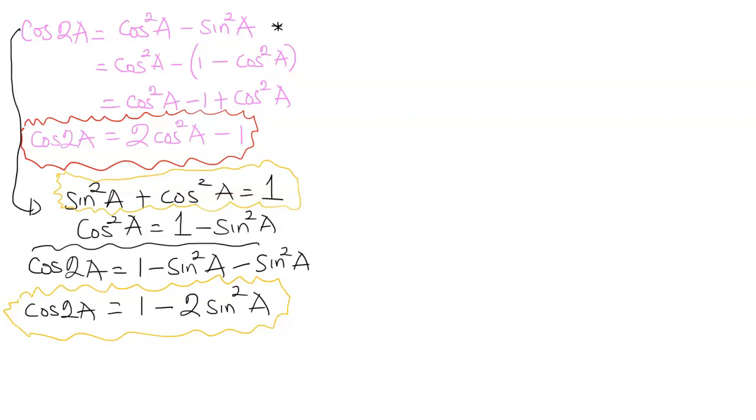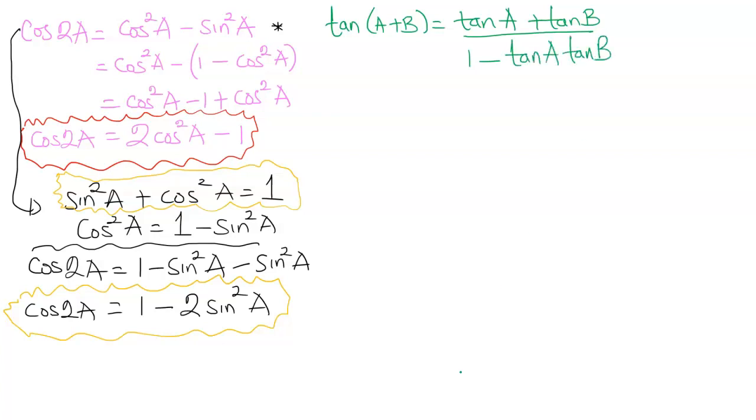Okay, so we can also focus on equation 5 to obtain the double angle for tan 2A. Already we know that tan A plus B is equal to tan A plus tan B divided by 1 minus tan A tan B. As usual, if I let A be equal to B, then I'm going to have tan A plus A on the left side equals tan A.